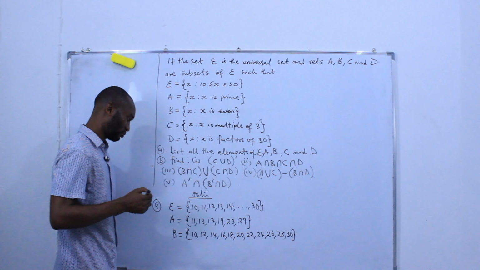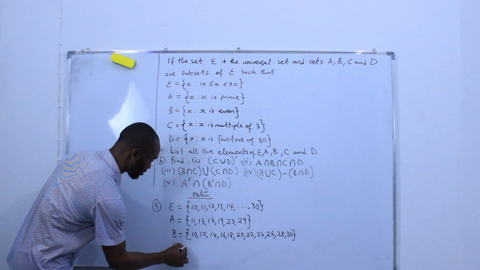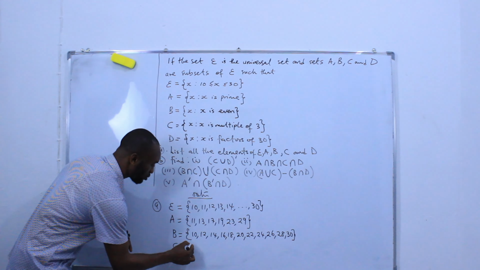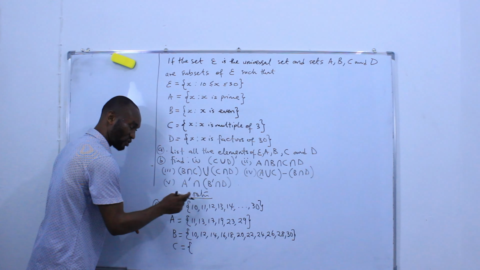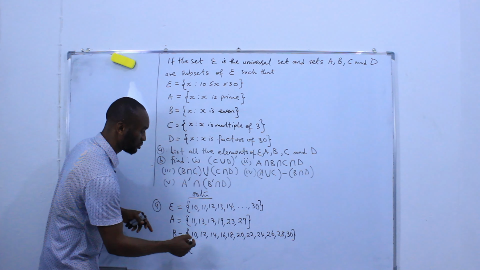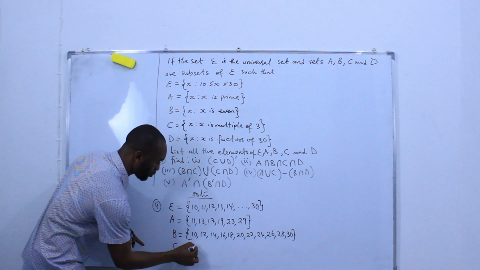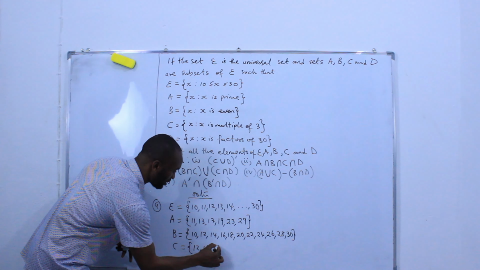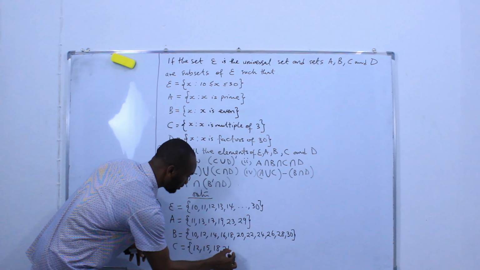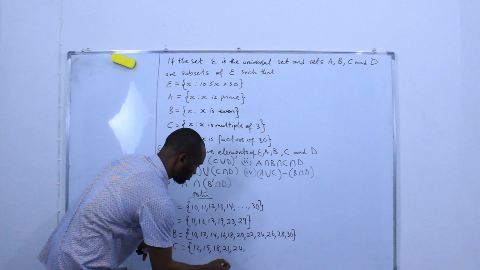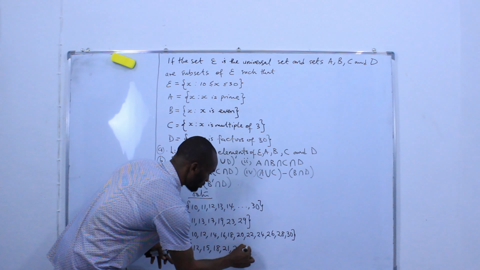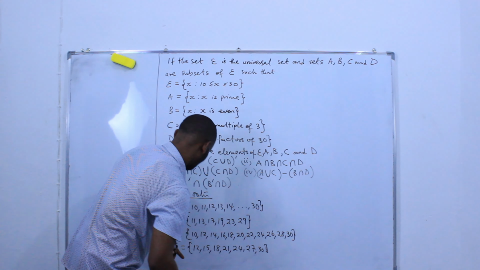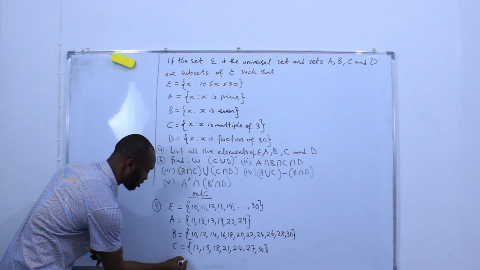Okay? The next one are those integers that are multiples of 3 from this universal set. The multiples of 3 from the universal set are 12, 15, 18, 21, 24, 27, and 30.